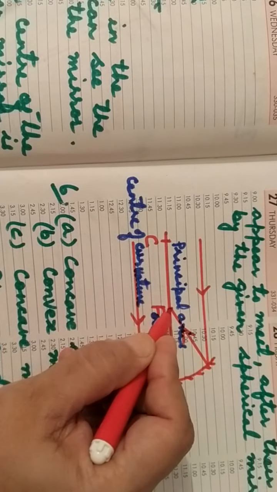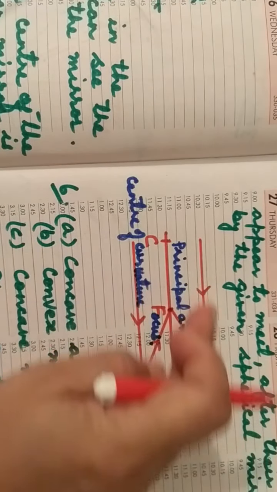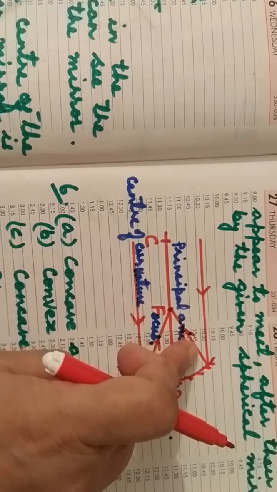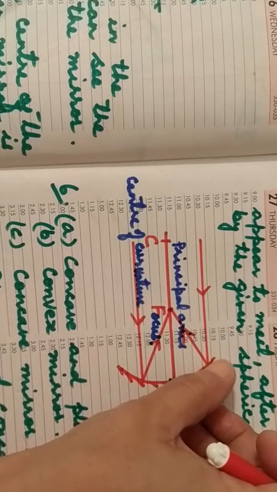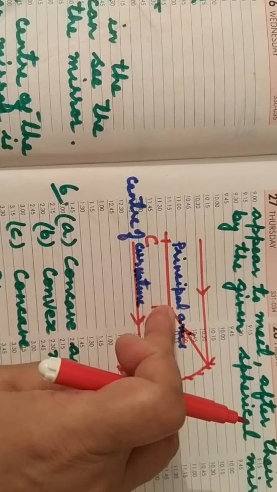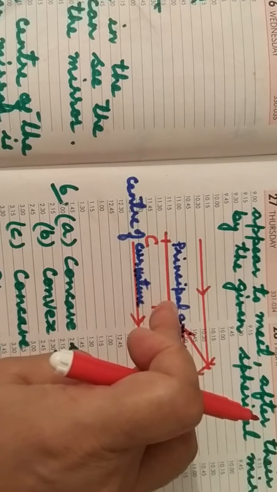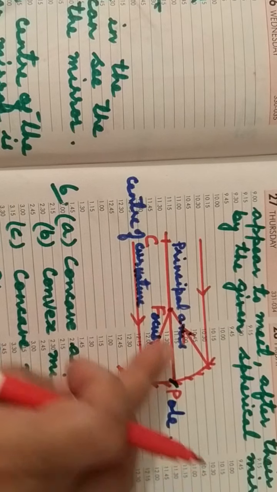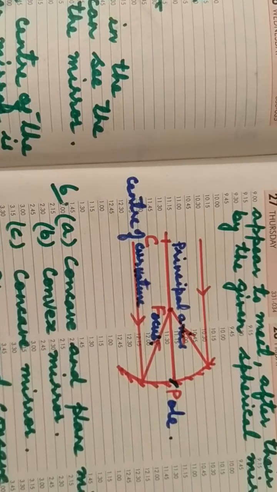actually meet here. See here, these are the incident rays, this is an incident ray, this one is also an incident ray. After getting reflected from the concave mirror, they pass through the focus, that is, they meet at the point called the focus, in case of a concave mirror. So this is the point of focus.